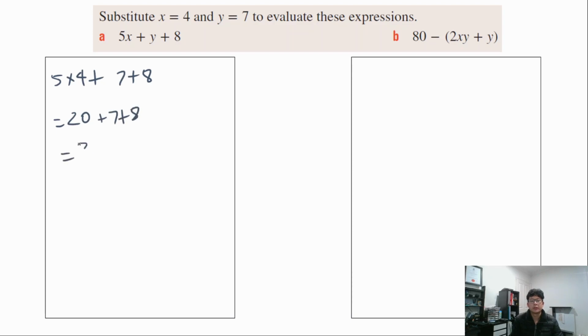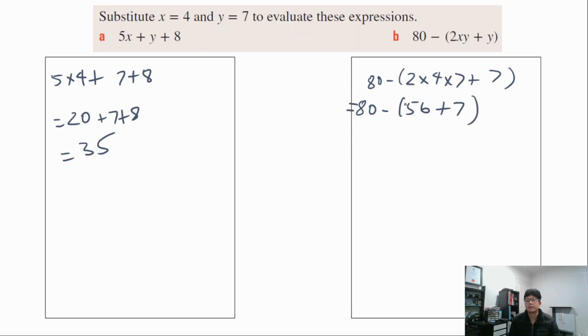That gives us 35. And the next one, we have 80 minus 2xy plus y. So that becomes 80 minus 2 times 4 times 7 plus y, which is plus 7. So we have 80 minus, remember, always do everything in the brackets first. 2 times 4 is 8 times 7 is 56. Now we have 56 plus 7, which equals 63 there. And 80 minus 63, I'll just quickly do that over here. That gives us 17.